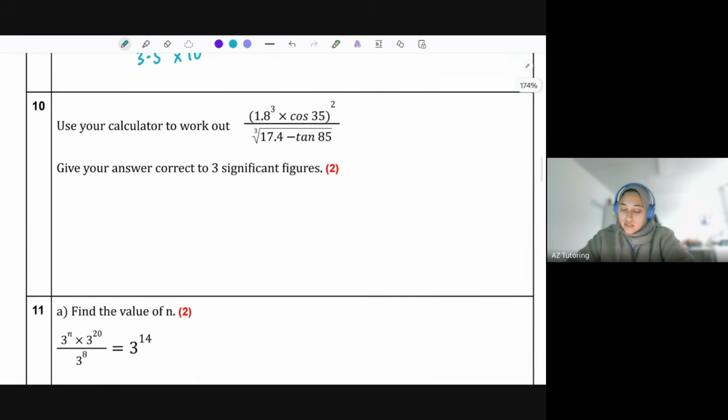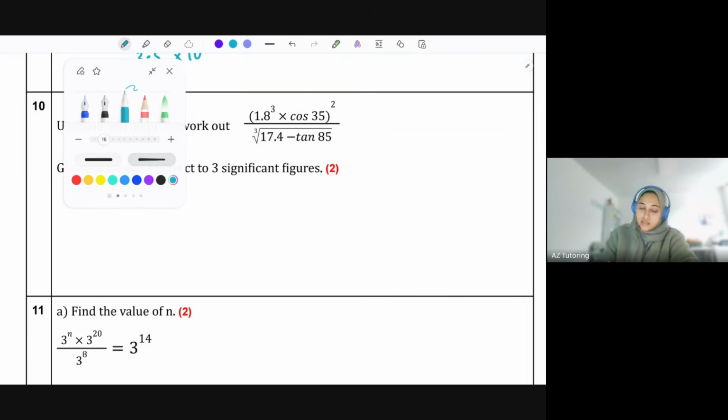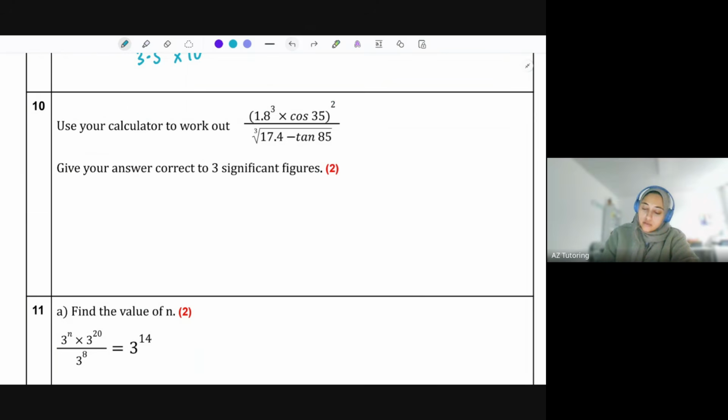Question 10 says use your calculator to work out this. So it's testing you on your calculator skills for 2 marks. So all I would say is when putting this in the calculator, ensure that your squared is on the whole bracket. That's quite a common mistake. Another common mistake as well is not making sure your cube root is over the whole thing as well. So you could potentially just stick it on your calculator and you'll get the answer. So have a try at it and see if you get this number.